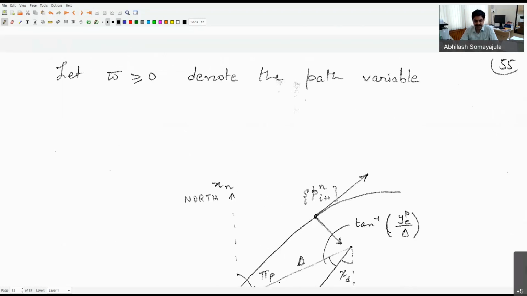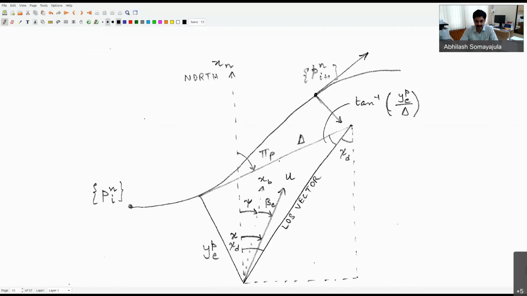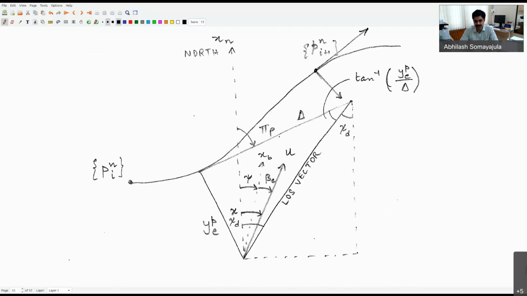Now, let us say that we have a curved path and we denote that path in terms of some path variable omega bar, which is greater than or equal to 0. This path passes through the different waypoints that we have in place, and we are considering that it is moving from waypoint i to waypoint i plus 1. Now, we want to figure out, suppose my craft is at this location currently, which is denoted by, let's say, xn, yn.